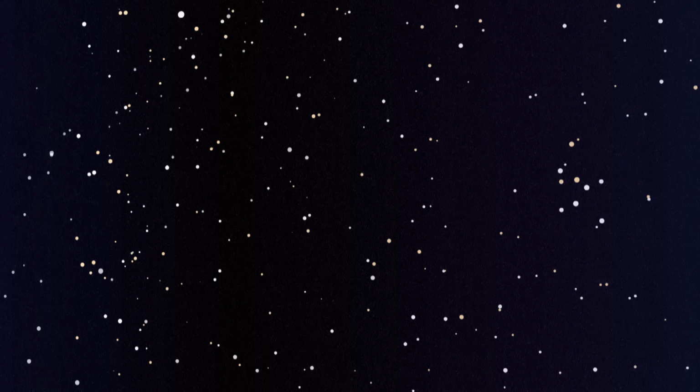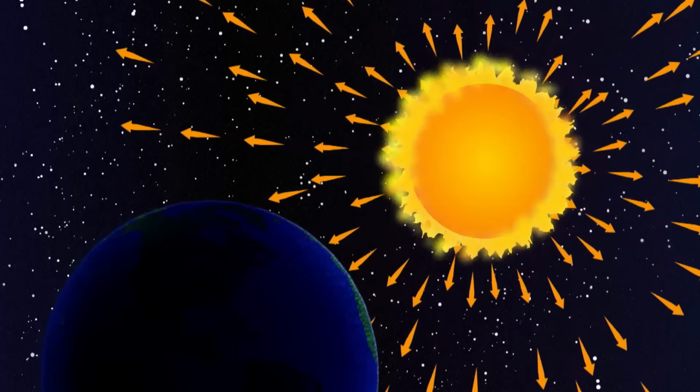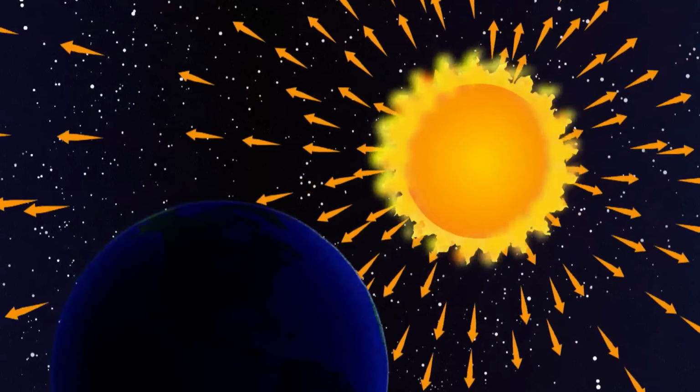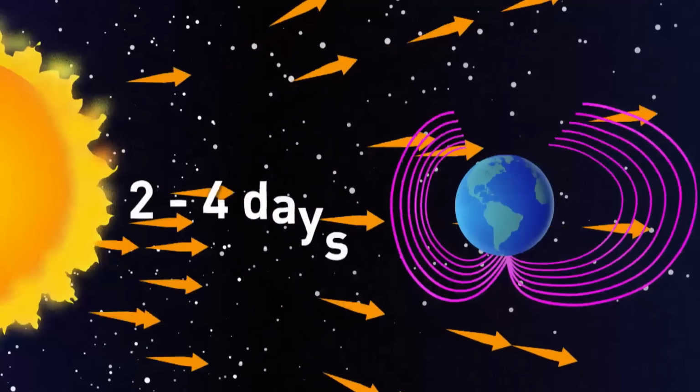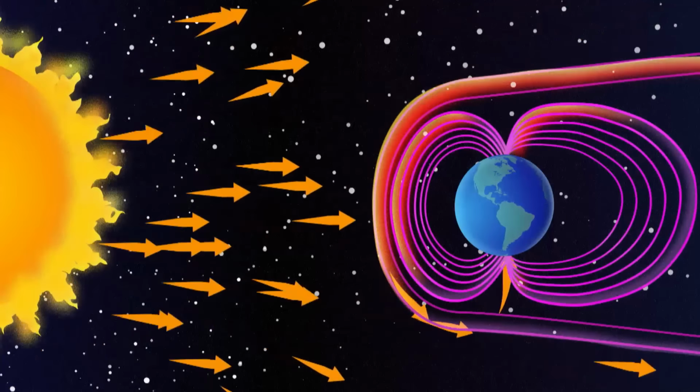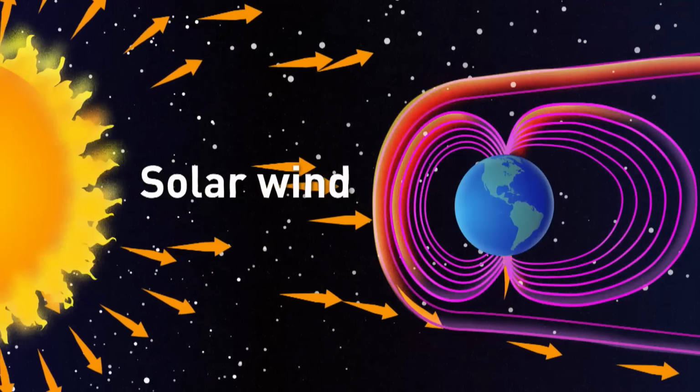The Aurora Borealis are caused by particles, electrons and protons, blasted out from the sun in all directions and colliding with gases in the Earth's atmosphere. Those particles travel 150 million kilometers from the sun to reach Earth. That can take from 2 to 4 days. That flow of particles is called the solar wind.